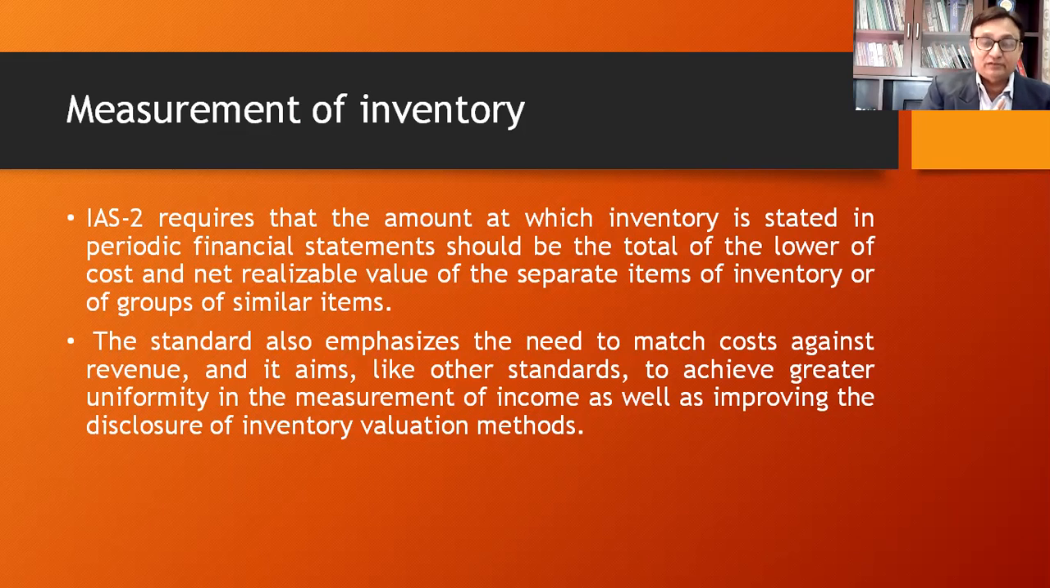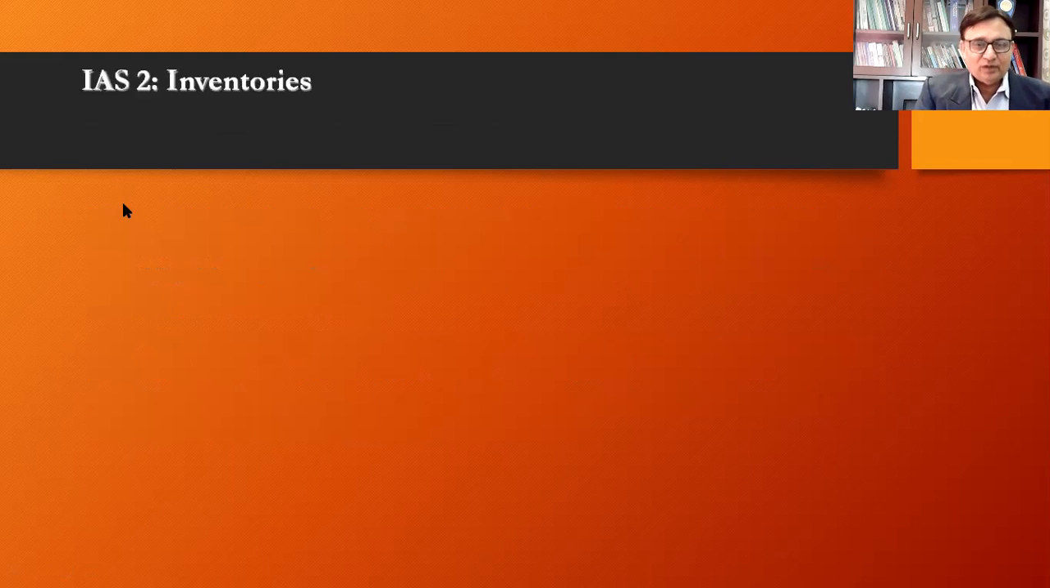Number one, we have to find out the cost. Which cost? Because items are purchased at different points of time, they have different prices. Cost model we have to adopt. Secondly, we have to compare it with the net realizable value, and for doing that we have to arrive at the uniformity, greater uniformity in the measurement of income as well as improving the disclosure of inventory valuation model.